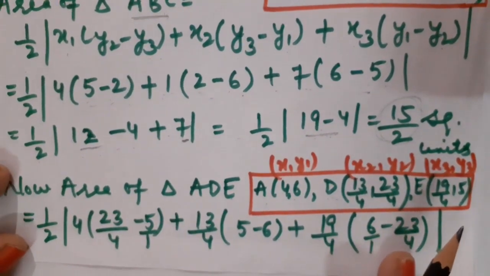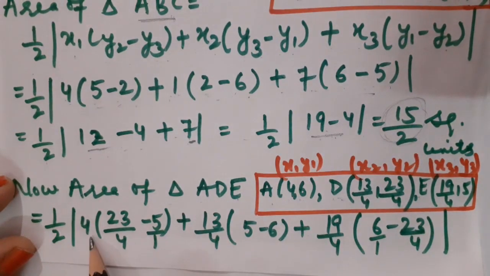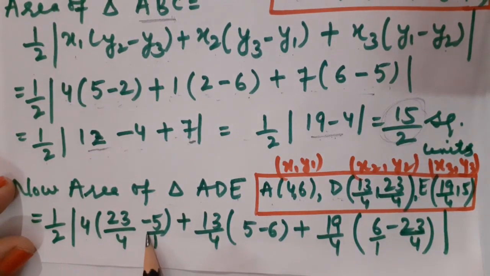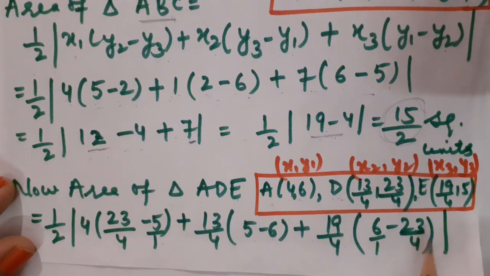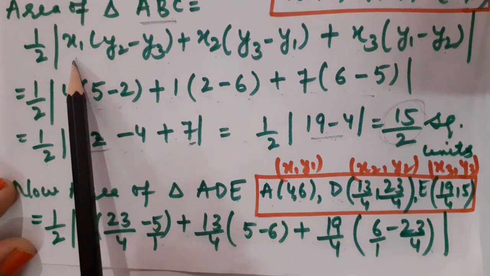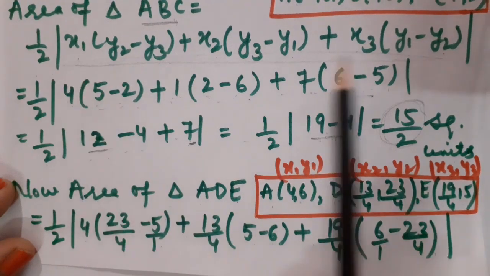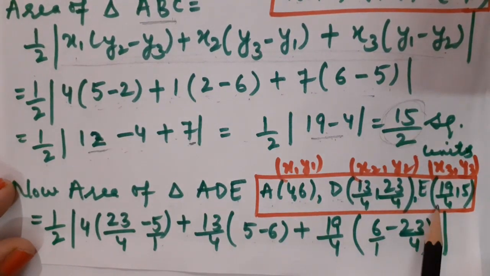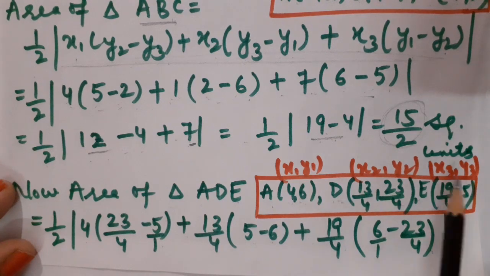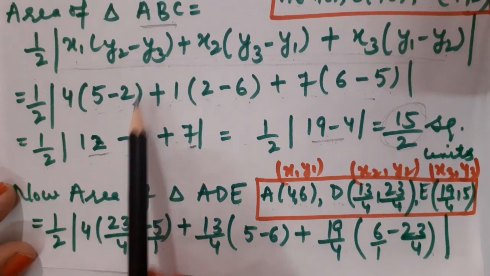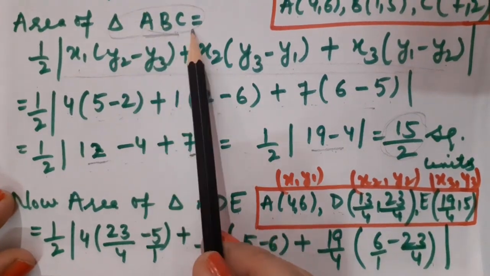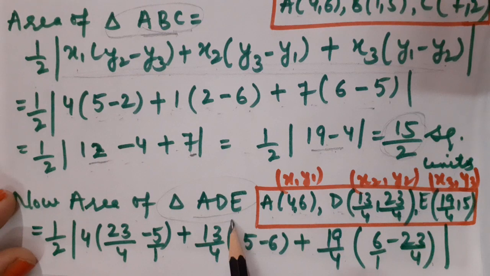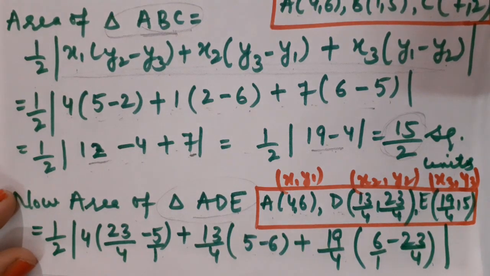So now let us apply again area of triangle. Half into 4 into 23 upon 4 minus 5, plus 13 by 4 into 5 minus 6, plus 19 by 4 into 6 minus 23 upon 4. I have applied these values in this formula, children. Correct? And I have assumed them also. Fine? Assumption is required basically because here we are talking about different areas. Here we were talking about the area of triangle ABC. Here we are talking about area of triangle ADE. Correct?